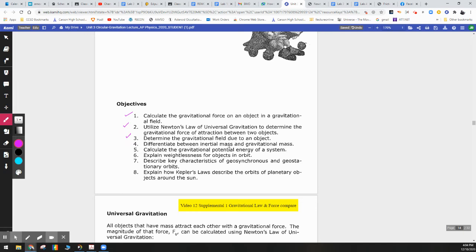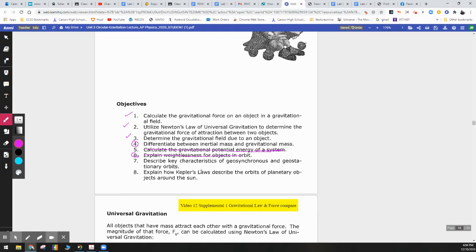Differentiate between inertial mass and gravitational mass. Now, the AP Physics 1 test does make a big deal about this, so we do want to discuss that. We're going to calculate gravitational potential energy next unit, so we skip that. Explain weightlessness for an object in orbit. I think we already covered that with the elevator, so we don't need to worry about this too much.